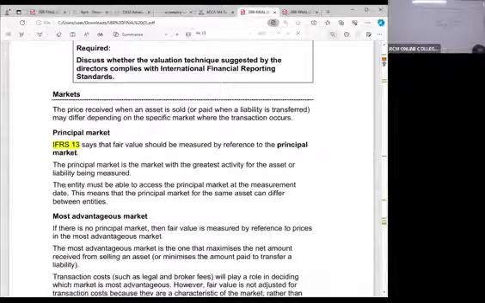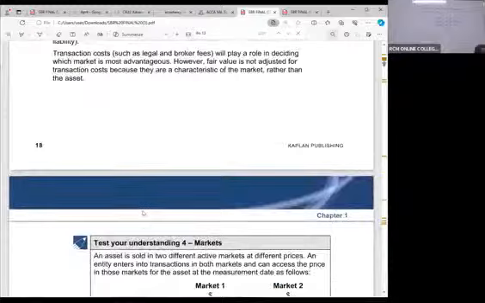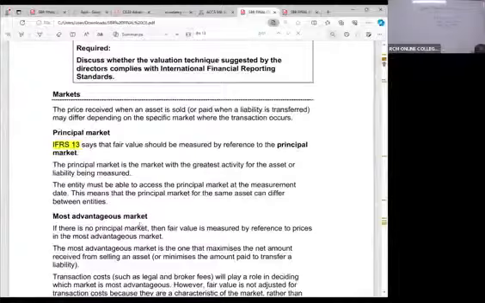This means that the principal market for the same asset can differ between entities. So when do you want to measure this? The prices will be different between the dates, of course. And then we have the most advantageous market, where you're going to get the biggest benefit, where your net selling price will be highest. So if there is no principal market, then fair value is measured by reference to prices in the most advantageous market. The most advantageous market is the one that maximizes the net selling amount.